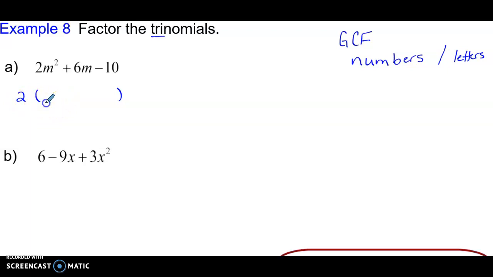So then I'm going to look back now at how I'm going to get these 3 terms. Well, 2 multiplied by m squared would give me 2m squared. 2 multiplied by a positive 3m would give me positive 6m. 2 needs to be multiplied by negative 5 to give me negative 10.